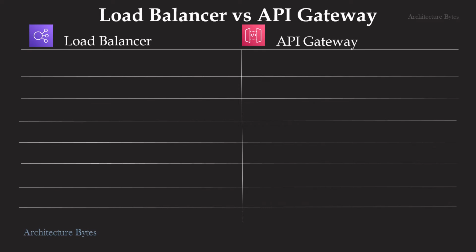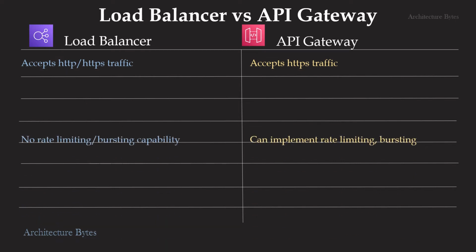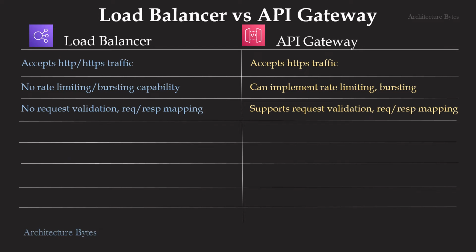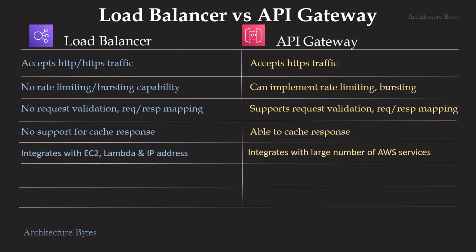Load balancer accepts HTTP, HTTPS traffic, while API gateway accepts HTTPS traffic. No rate limiting or bursting capability in load balancers, while API gateway can implement rate limiting and bursting. No request validation, request response mapping in load balancers, while API gateway supports request validation and request response mapping. No support for cached response versus support for cached response.